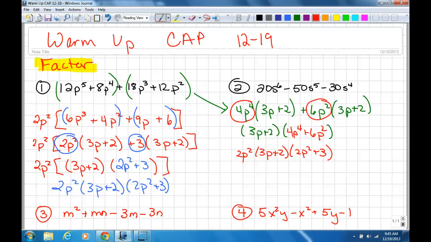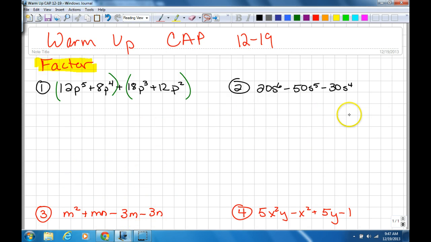Okay, what'd you get? So on this second problem, we have 3 terms. Can I use the factoring by grouping? No, because I need 4 terms for that. So what is my greatest common factor that I can pull out of this? A 10 and what else? S. Yep, 10s to the fourth. So when I do that, I divide each of them by 10s to the fourth. I have 2s to the second minus 5s minus 3. That's all you can do on that one for now.